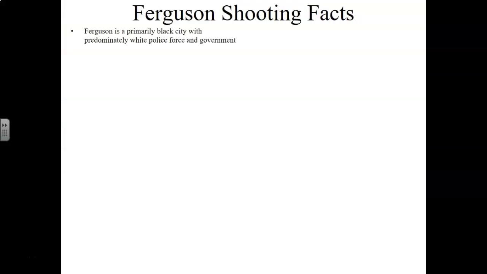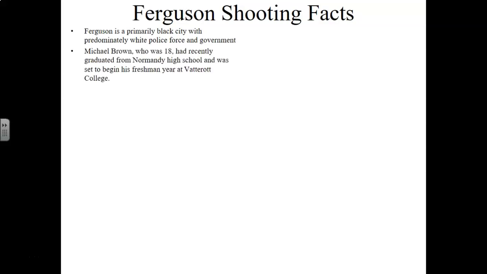So we know that Ferguson is primarily a black city with a predominantly white police force and white government officials. And we know that, for instance, the police department was heavily ticketing the black community for things like speeding and trespassing in order to help pay for city functions, which is common in a lot of small cities and municipalities like this. And it started to develop some ill will between the community and the police force.